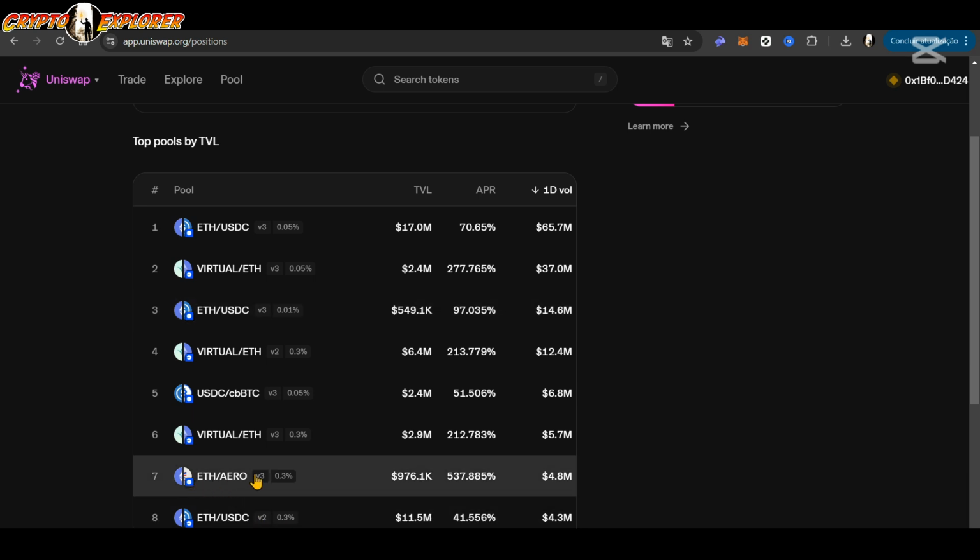We also have a good pair here, Ethereum paired with Aero. Aero is the native token of a competitor.